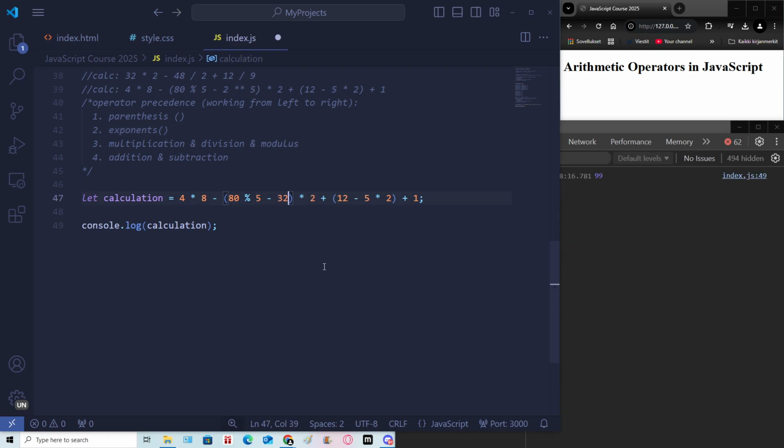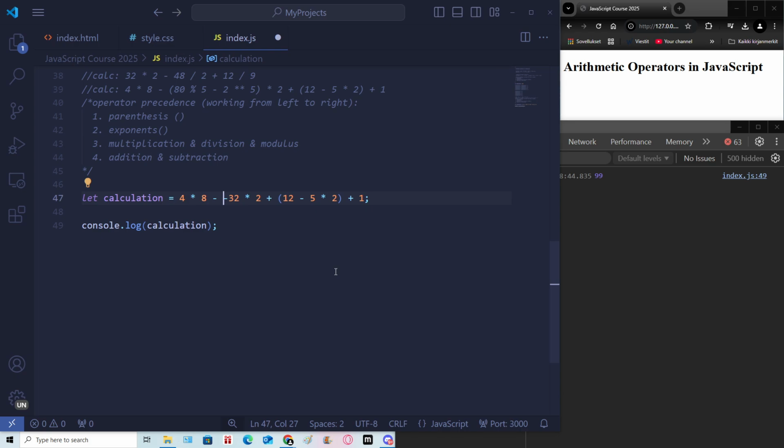So there we go. Then we have a modulus and that's higher than a subtraction. So then we do this first. 80 divided by 5 gives us a remainder of 0. And then this is gonna be 0 minus 32. We do the subtraction, and that's gonna be minus 32. Alright.